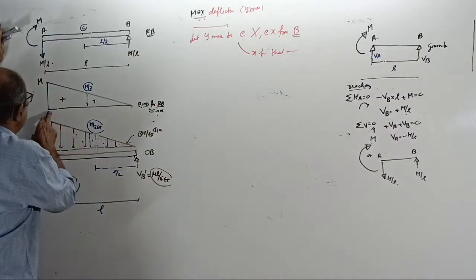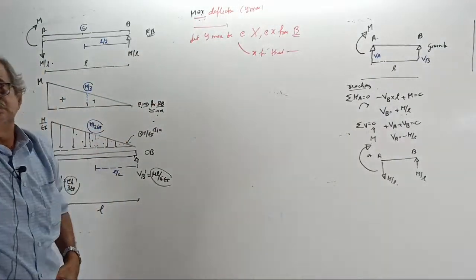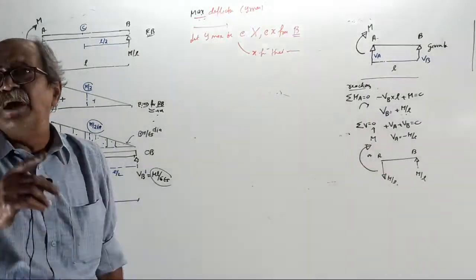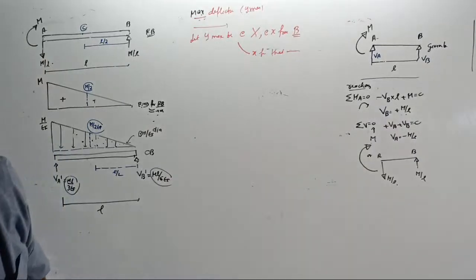Because if you take from here, a trapezium will come. Always take X from that side where BM is 0, so that a triangle will come. Clear? Clear or not? That is an important concept.